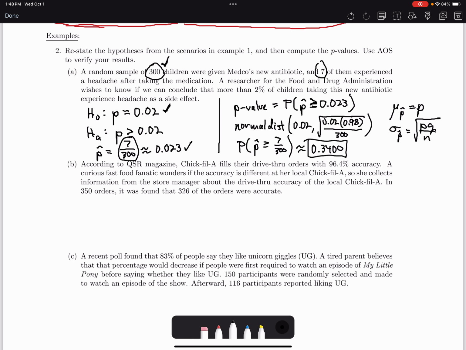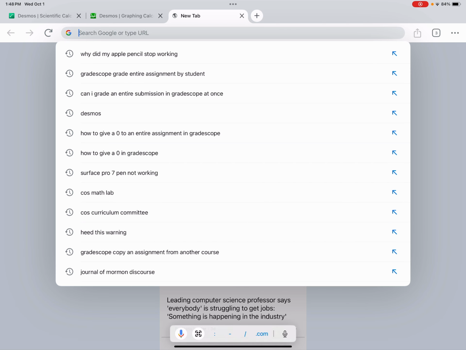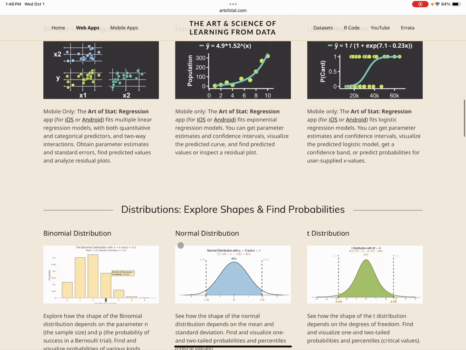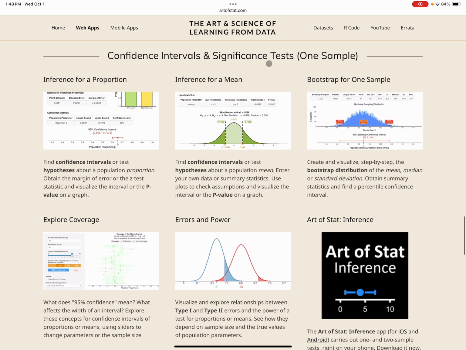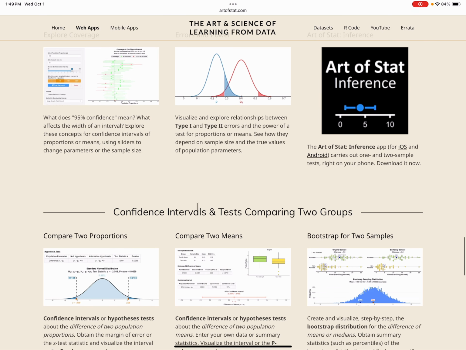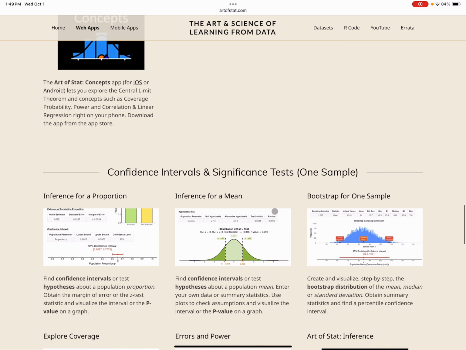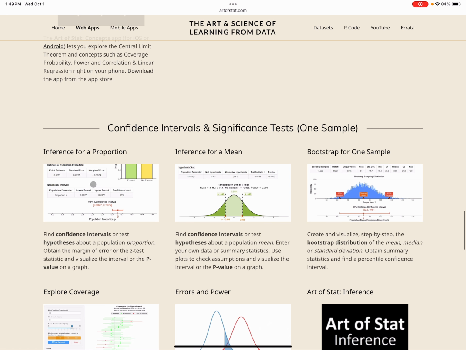So in Art of Stat, let's go to artofstat.com, and we'll go to Web Apps. And you have to scroll down, it's a little ways down, but you want to come all the way down here to confidence intervals and significance tests for one sample. And we want to run an inference on a proportion, okay? So don't go all the way down here to the 2 groups or further down. We're going to stick here with the one sample inference. And we want to do inference for a proportion.